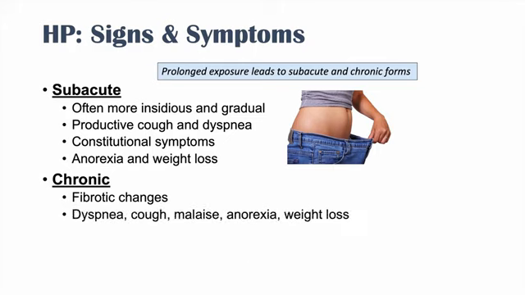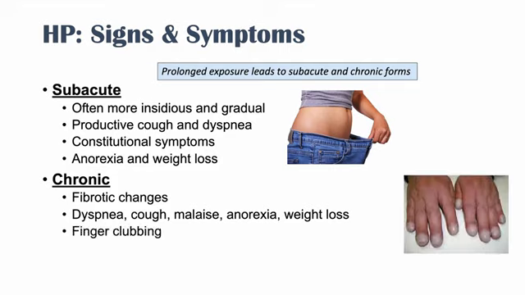This phase also has dyspnea, so shortness of breath, cough, malaise, so they're very tired, anorexia, and weight loss as well. They can also have finger clubbing. So finger clubbing is often associated with respiratory conditions, but it can be associated with other conditions. But this shows the chronicity of this condition. So if this condition lasts for a long time, they can have interstitial lung disease, as we mentioned before, lung fibrosis, and finger clubbing. So finger clubbing as noted here.